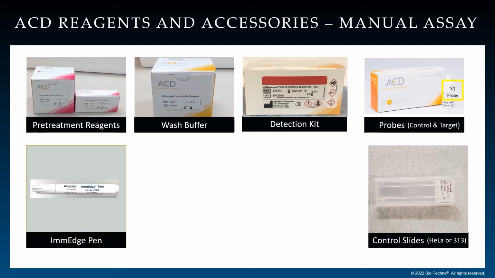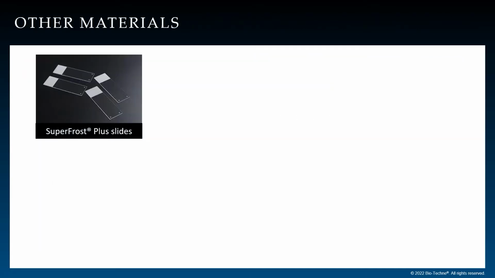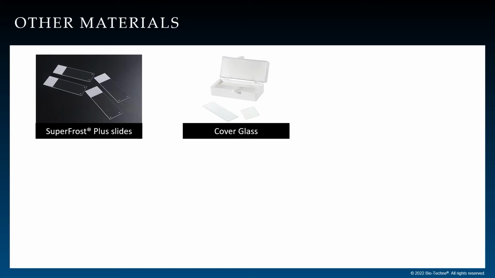The microRNAscope introductory kit includes all of these components except the target probe. As with all of our manual assays, microRNAscope requires the HybEZ II oven and accessories for the assay to work as intended. We only recommend Superfrost Plus slides for our assays. Other slides can result in tissue detachment issues and are not recommended. You will also need cover slips for the slides.